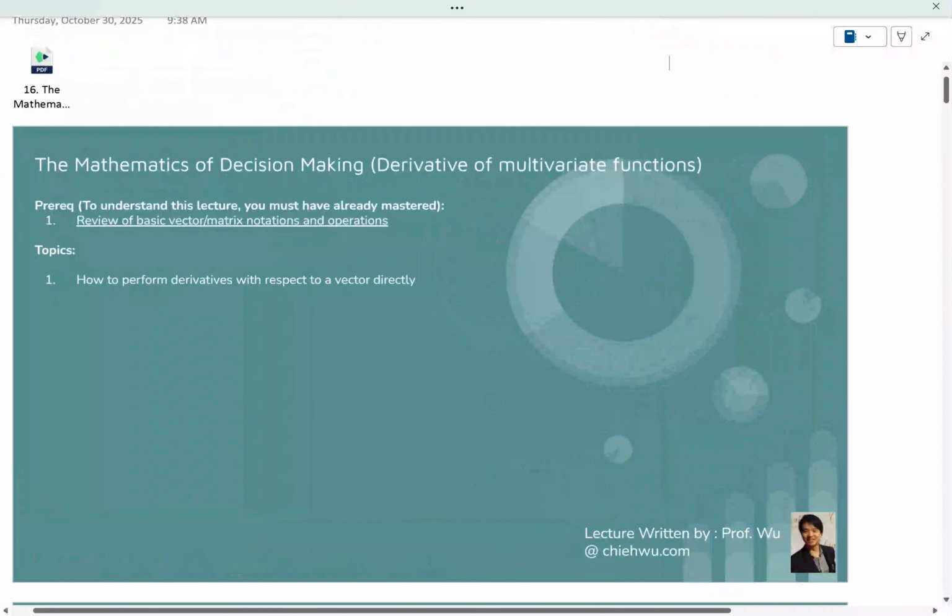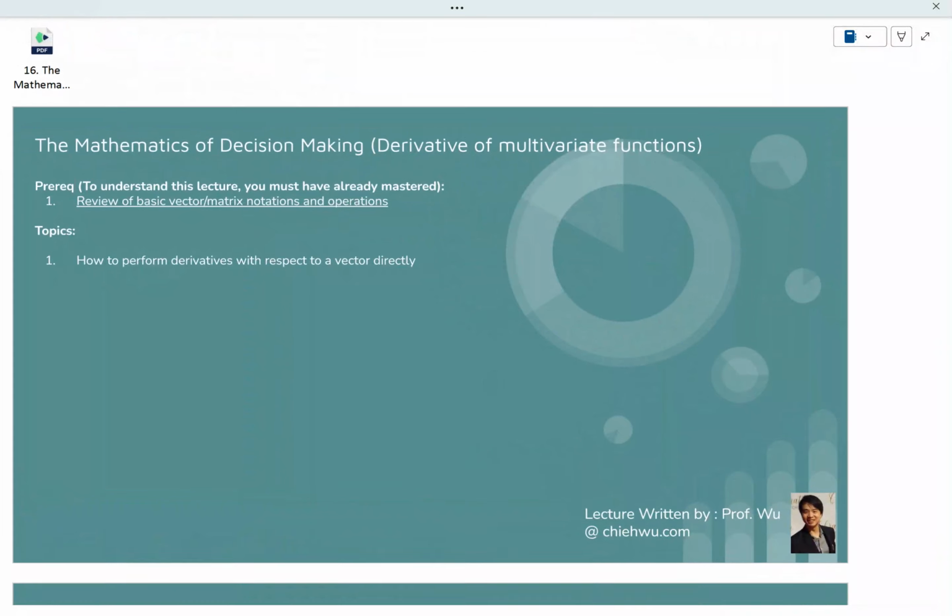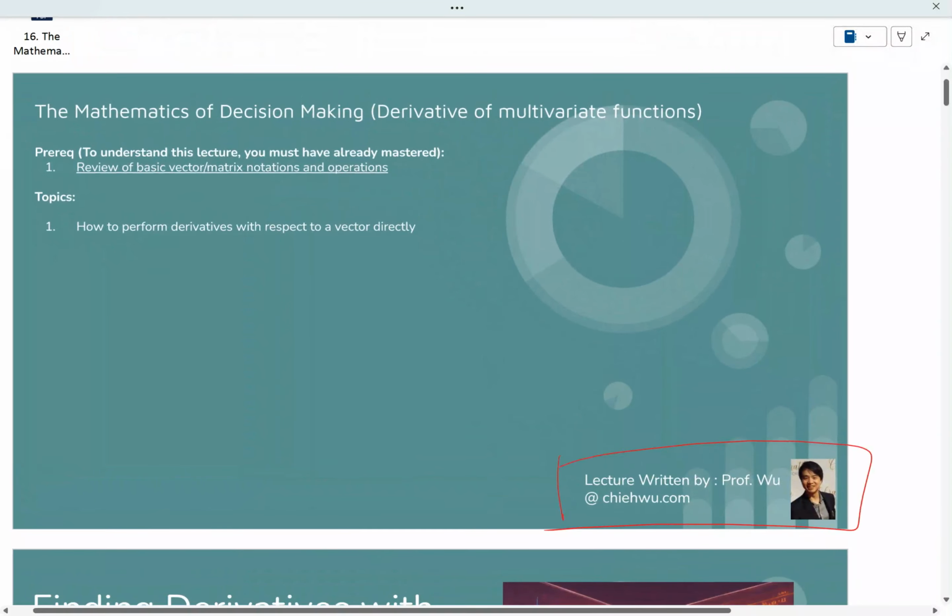Today's topic is the mathematics of decision making, and basically the idea today is, last time we learned how to take the derivative of a single variable, but now we have multiple variables, and how do we go about doing that? All right, so let's get started. I'm Professor Wu.